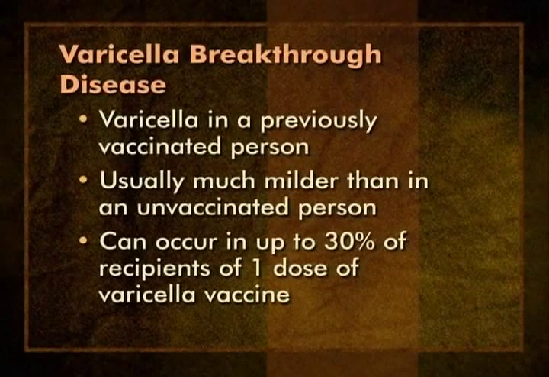One of the most common concerns we hear about varicella vaccine has to do with waning immunity and breakthrough disease. Breakthrough disease is not unique to varicella vaccine, but seems to draw more attention for some reason. Varicella breakthrough is defined as varicella in a previously vaccinated person more than 42 days after vaccination. Breakthrough disease usually is much milder than varicella in an unvaccinated person. A person with breakthrough disease usually has fewer than 50 lesions. Breakthrough disease can occur in up to 30% of recipients of one dose of varicella vaccine.